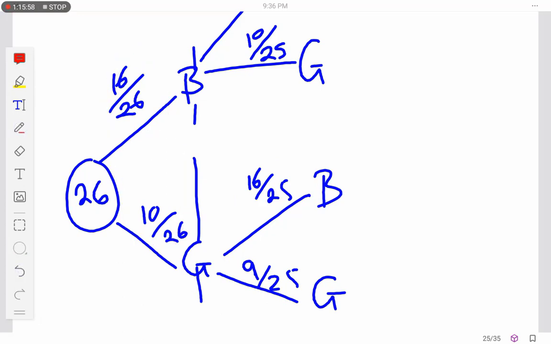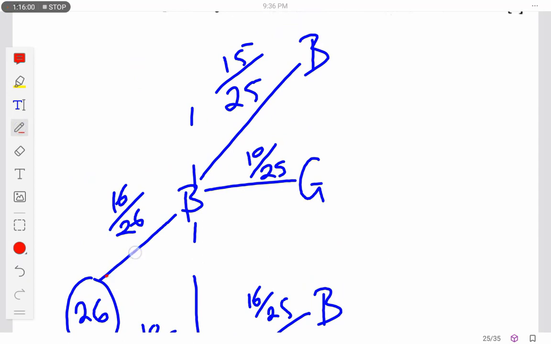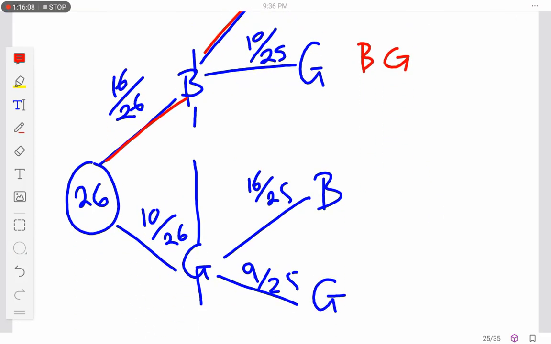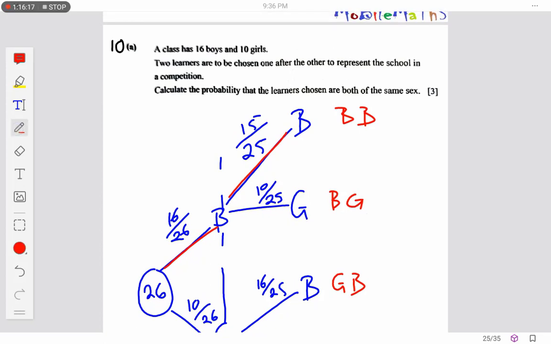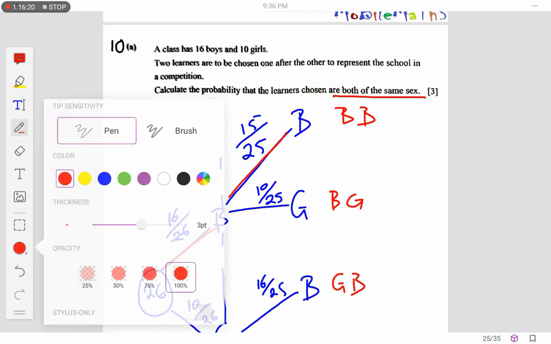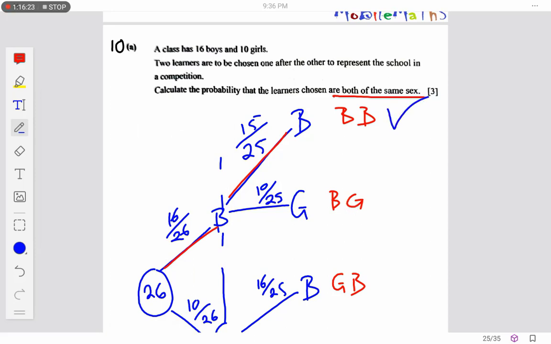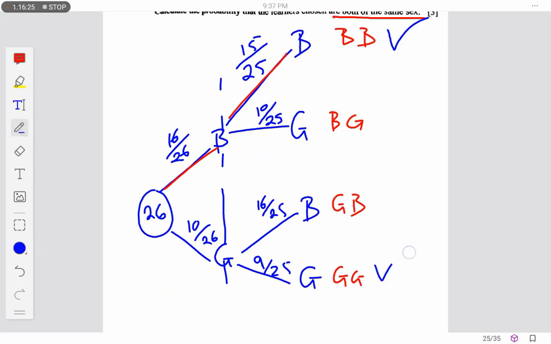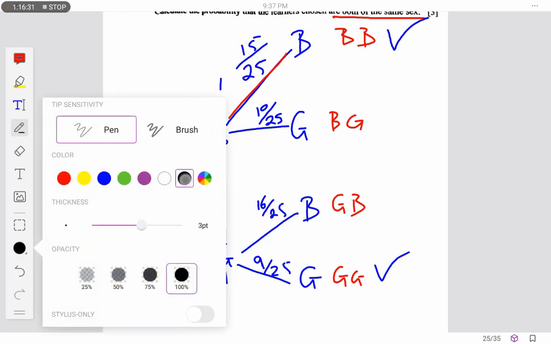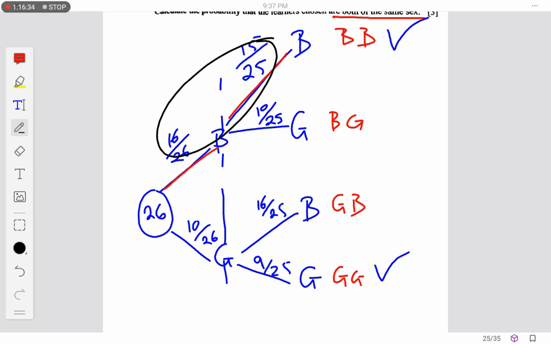So now when I go through this route here, I have boy, boy. The other route, I've got boy, girl. Then the other route here, I've got girl, boy. And here I've got girl, girl. But the question is saying we want where we pick both of the same sex. So the conditions that satisfy that are boy, boy, and also girl, girl. So I'm going to take these values, multiply them together, and also add these values when they are multiplied together.